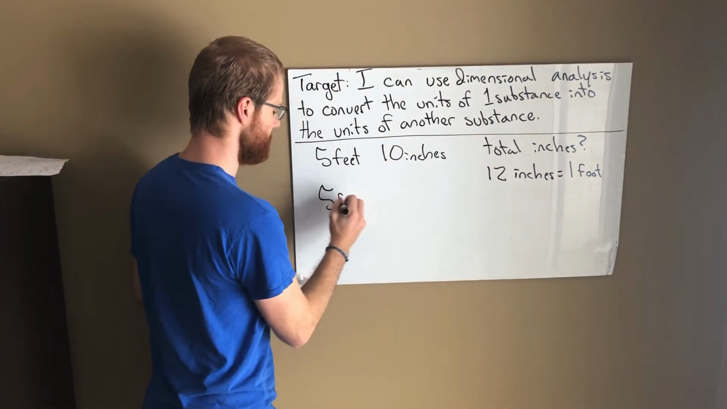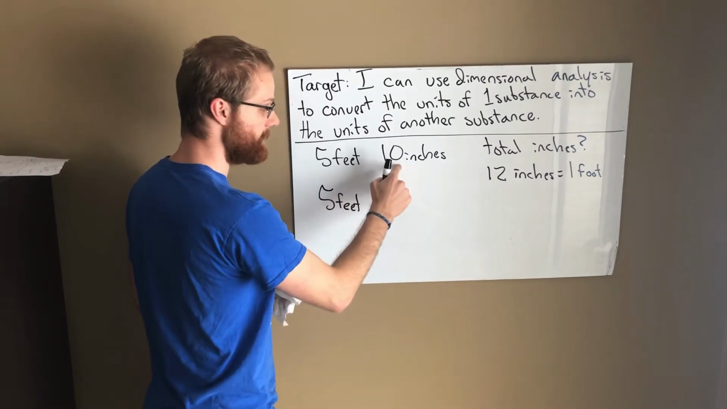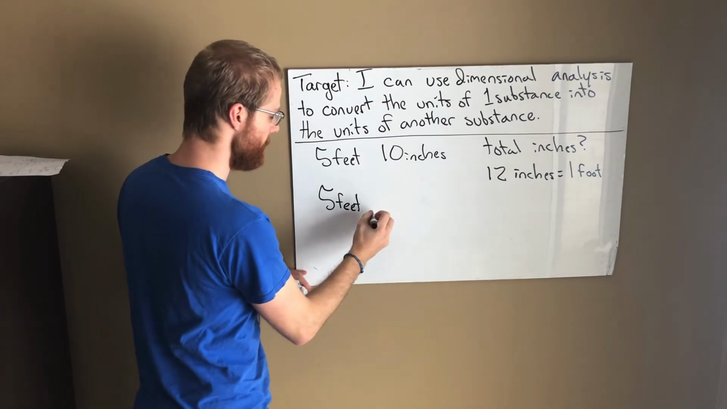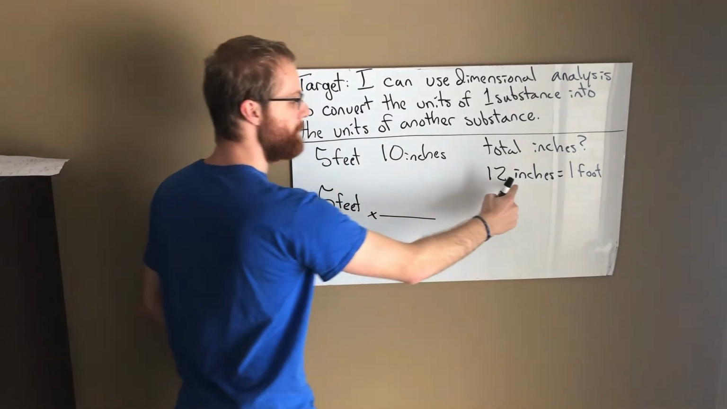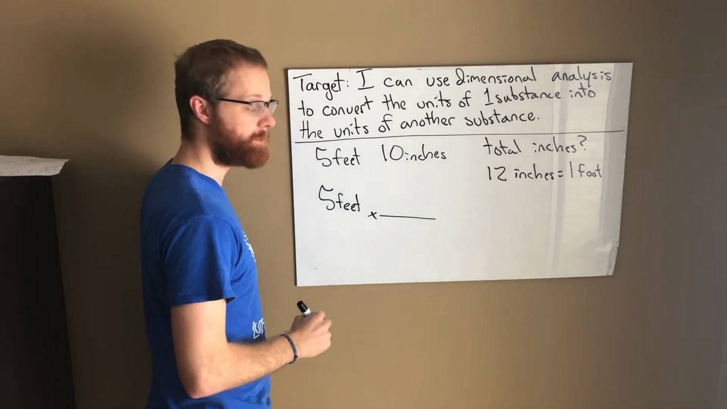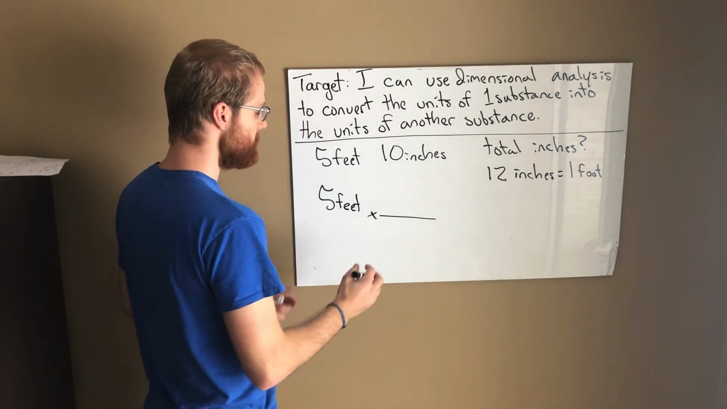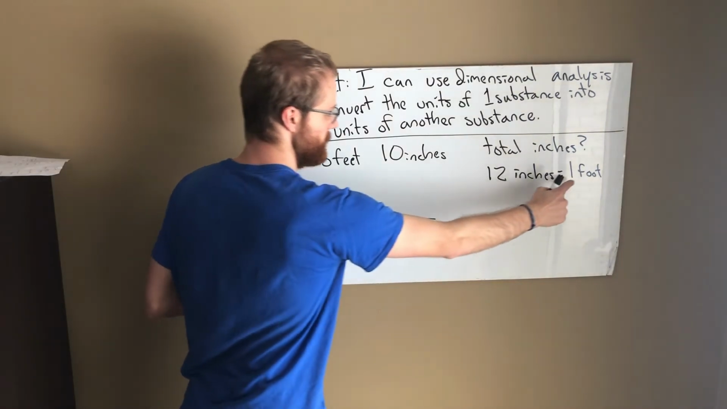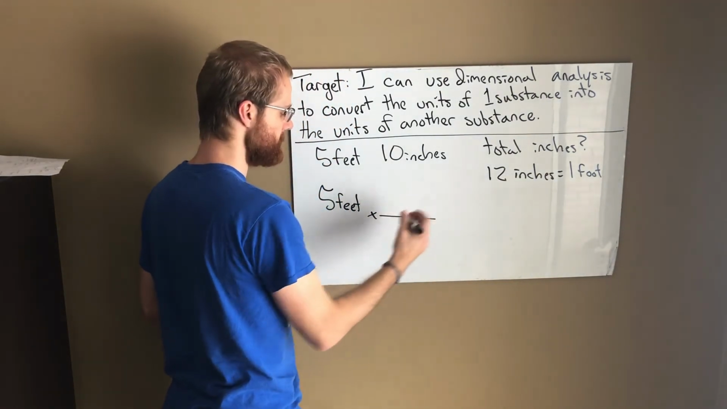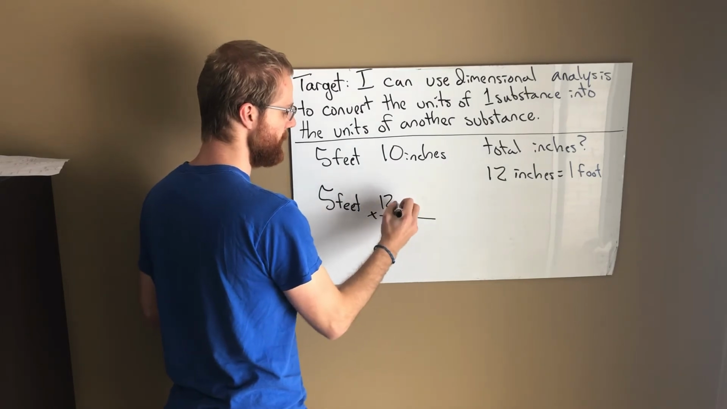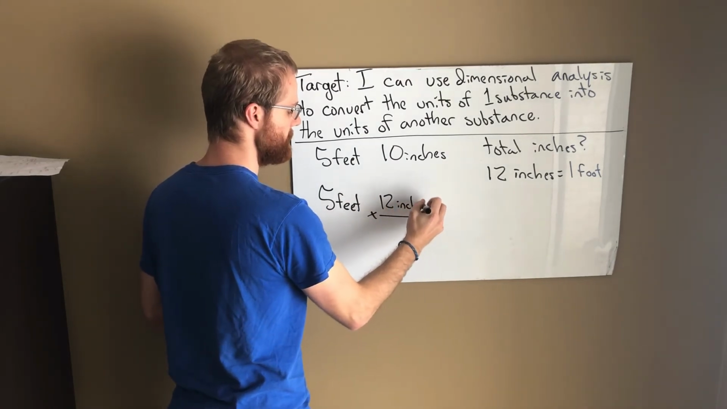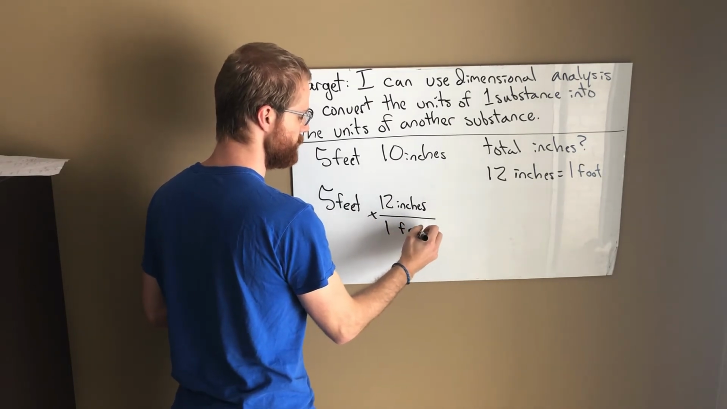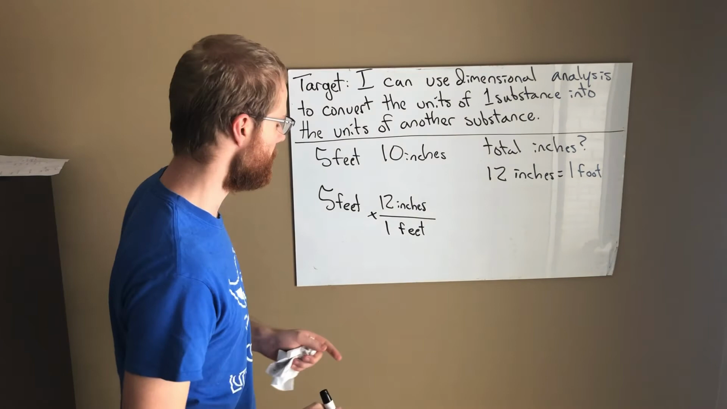So I've got a total of 5 feet. We're going to come back to this extra 10 inches in just a little bit, but we're going to leave it alone for now. What I'm going to do is multiply it by my conversion factor, by that ratio. So if we've got 5 feet and there's 12 inches in 1 foot, I'm going to multiply it by 12 inches and divide it by 1 foot.